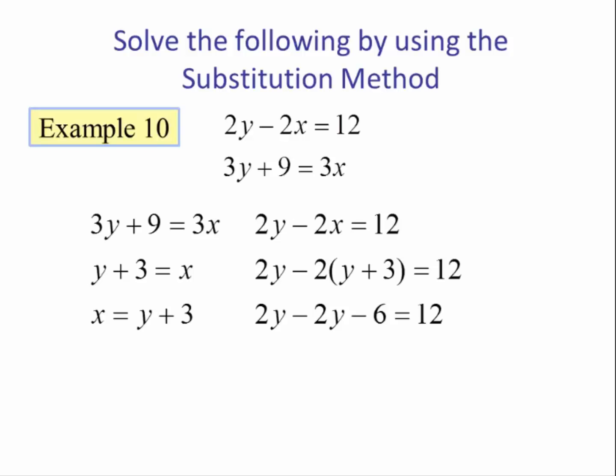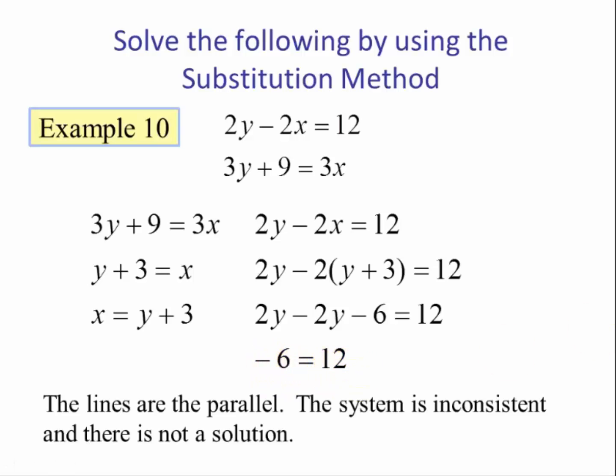2y minus 6 equals 12. Combining like terms, these cancel. We're left with negative 6 equals 12. That's a false statement, so we know that the lines are parallel. We say the system is inconsistent and there is no solution.